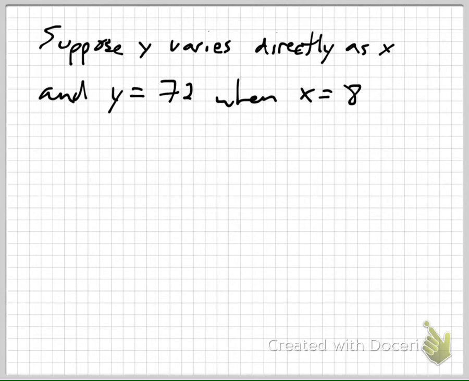Why do you write down the direct variation equation? Because the instructions tell you to. Look at it. It says, suppose that y varies directly as x. They've told you that y varies directly as x. They're telling you to use the direct variation equation. So what is the direct variation equation?